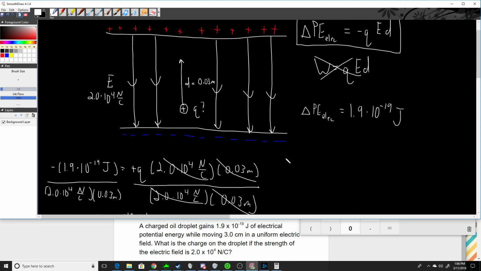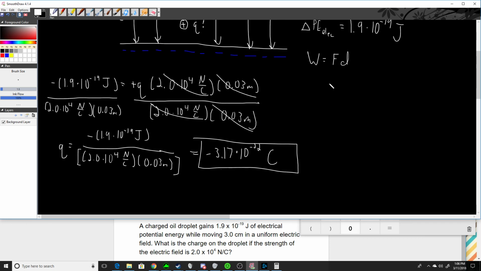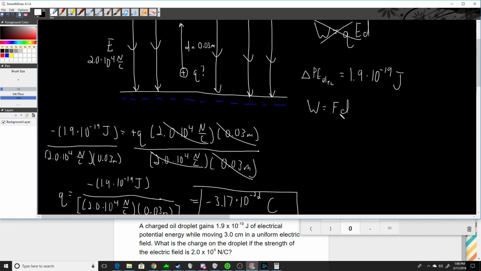Or, doing that once again, we know how much work is done to do that, and even then we could go back through and use work equals force times distance. We now know the work that we did. If I just make that a positive, I know how much work I did. I know the distance I moved. I can actually go through and figure out how much force was applied to move it that way.